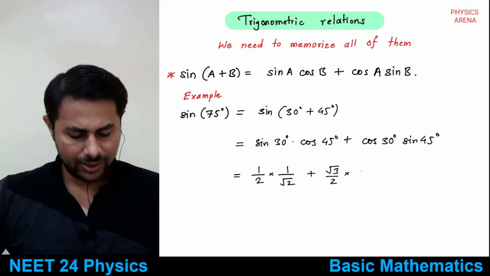Next one is cos of 2 theta. Again you can apply the cos of A plus B formula, so it is cos of theta plus theta. Cos A cos B minus sine A sine B, where A is also theta and B is also theta. So that's why you have this formula: cos square theta minus sine square theta. Is this clear? Yes, no?